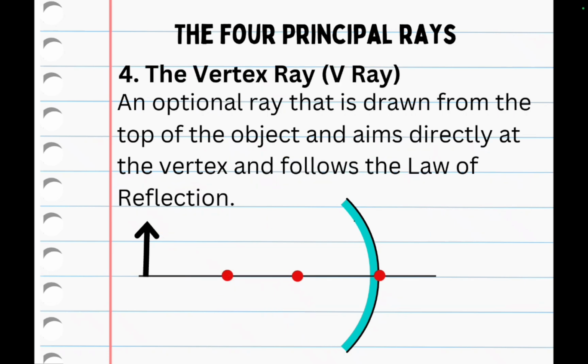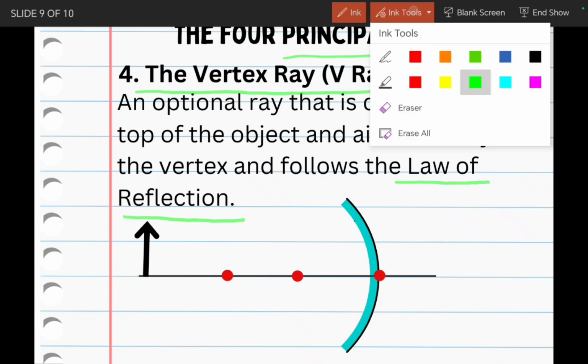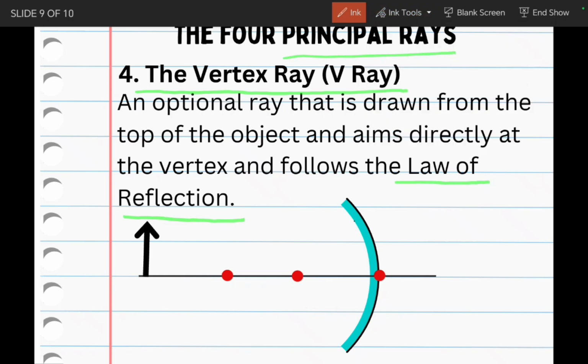Are we good? Okay, number 4. This is the vertex ray or the V ray, and this follows the law of reflection because the angle of incidence and the angle of reflection in this type of principal ray are equal. Again, let's label the points. We have the center of curvature, the vertex, and the focus or the focal point. For the vertex ray, the ray is drawn from the top of the object and aims directly at the vertex. Again, it follows the law of reflection.